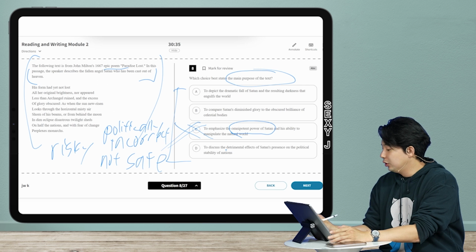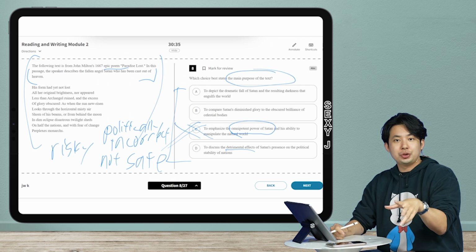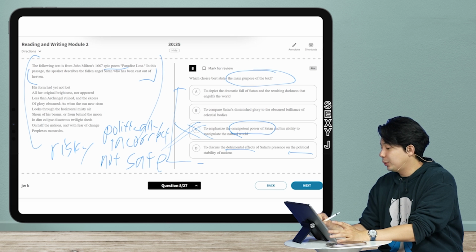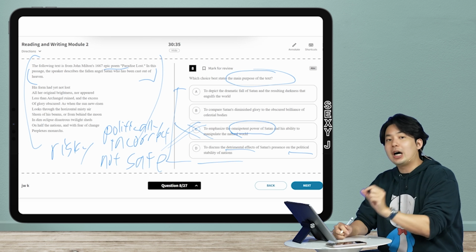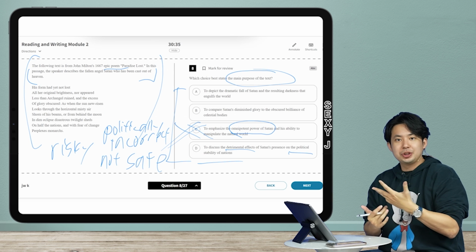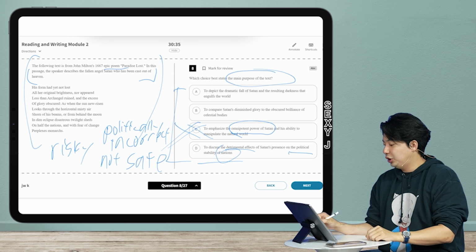And this one, detrimental, that's very important vocab. You guys should know that. Detrimental means harmful, yes. Political stability of nations. Why is that there? You guys can probably guess here, right? You guys are used to finding the traps. They put that there just because the word nations is right here.